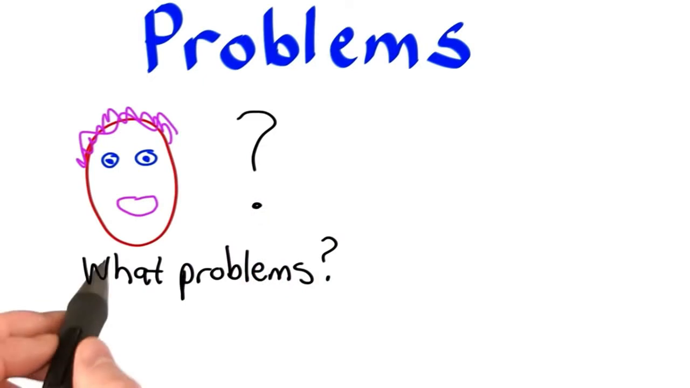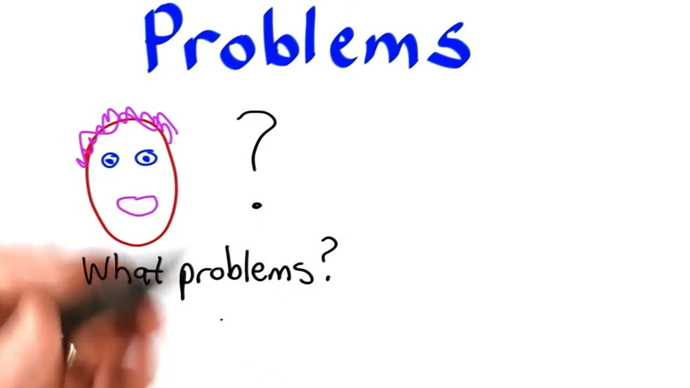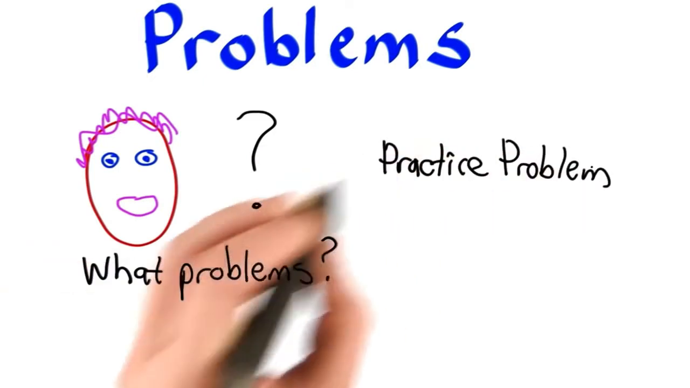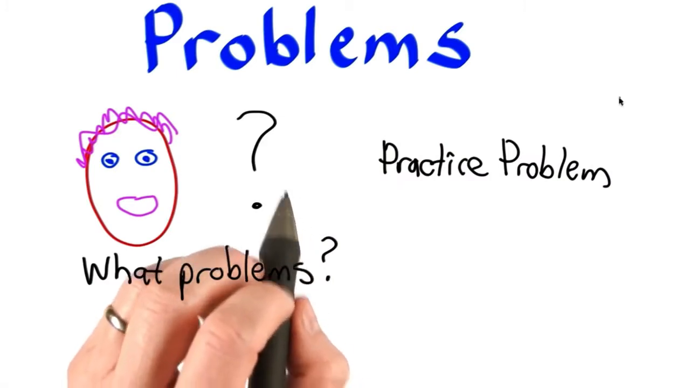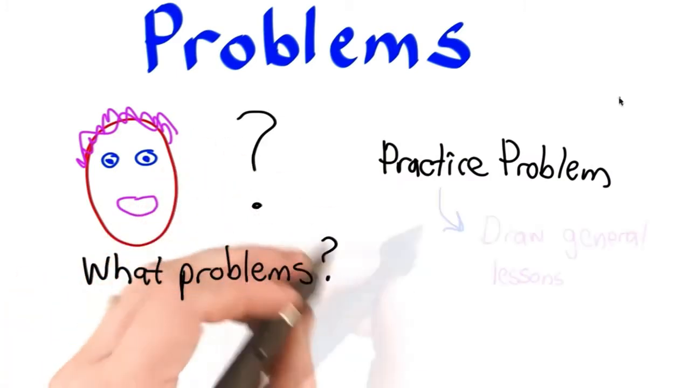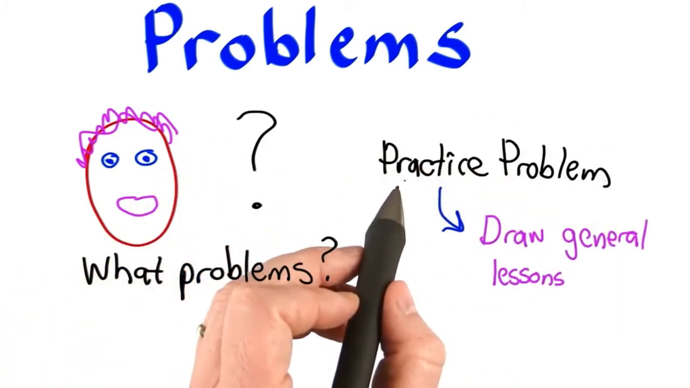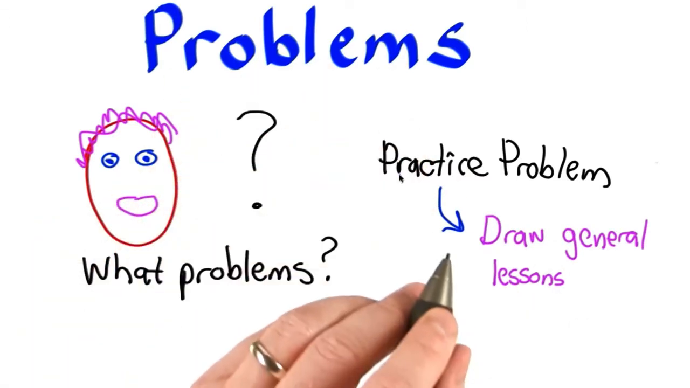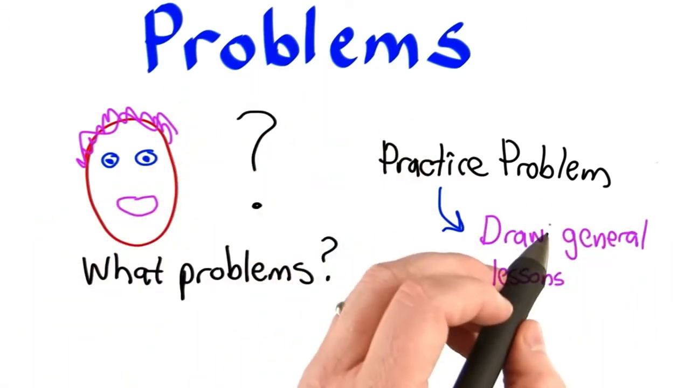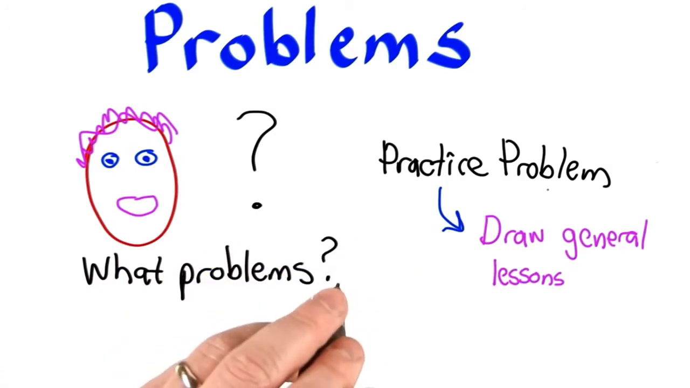But it doesn't really make sense to talk about solving problems without thinking about particular problems. So we're going to look at a specific practice problem and talk about how I would go about solving that. And our goal by looking at a particular problem is not just to solve that particular problem, but to draw some general lessons about how we can get better as problem solvers in general.